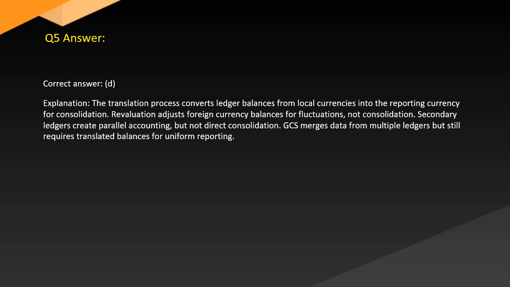Answer. Correct answer: D. Explanation. The translation process converts ledger balances from local currencies into the reporting currency for consolidation. Revaluation adjusts foreign currency balances for fluctuations, not consolidation. Secondary ledgers create parallel accounting, but not direct consolidation. GCS merges data from multiple ledgers but still requires translated balances for uniform reporting.